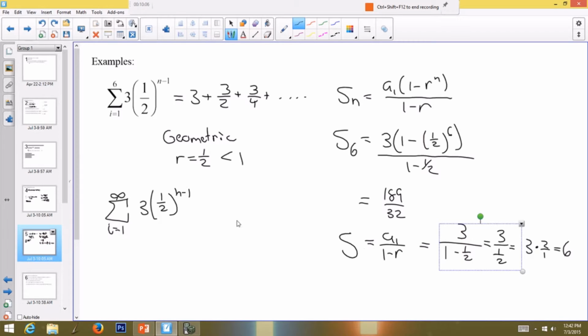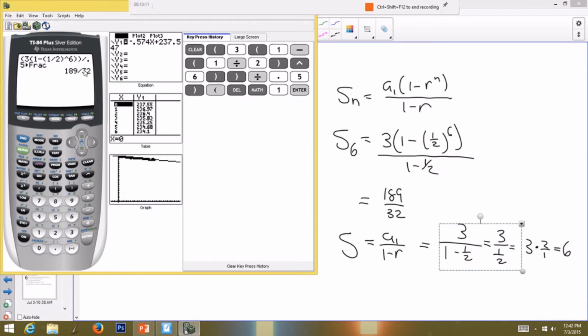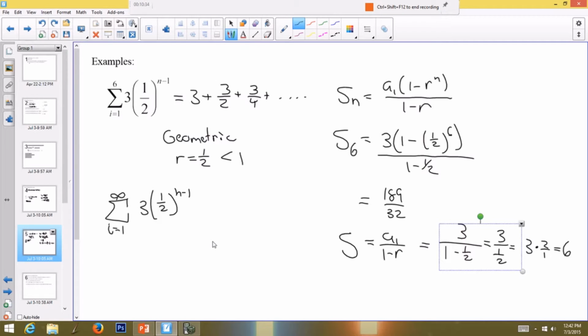Now, the reason you can have an infinite sum if the common ratio is less than 1 is because notice this: 189 divided by 32, the first 6 terms already takes up 1.5 of this 6. So each term as we go, the next term would be 3 over 64. The next term after that would be 3 over 128. So they get so small that each time you go up a term, you're adding almost an insignificant amount. All right, let's move on.